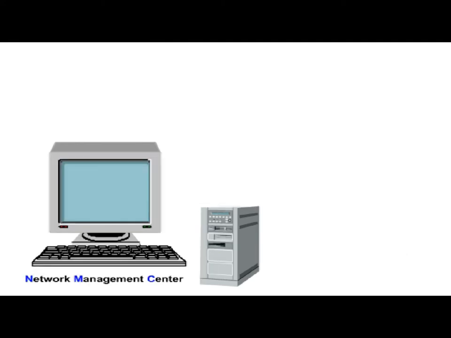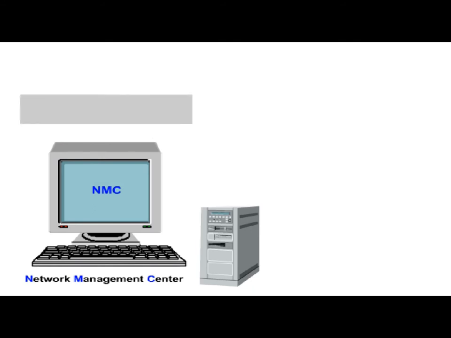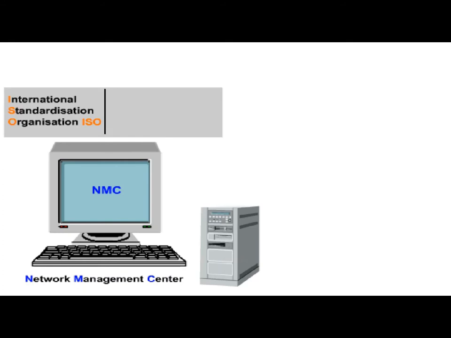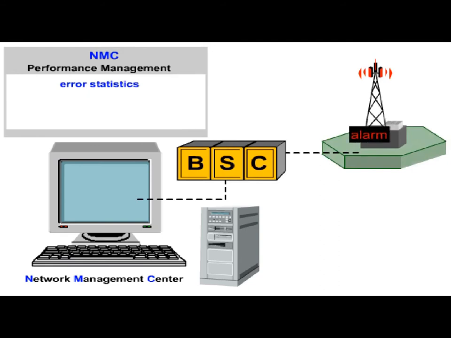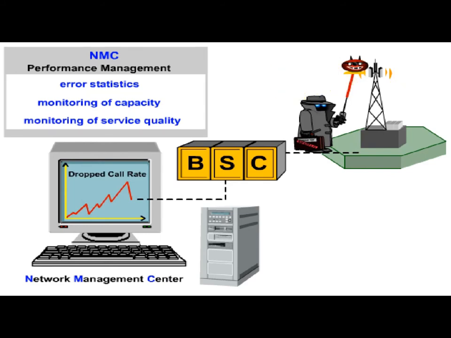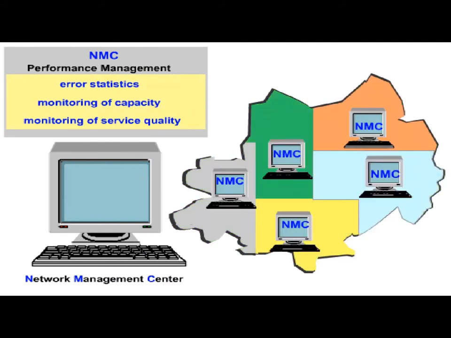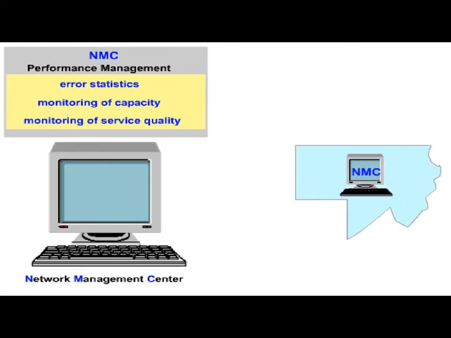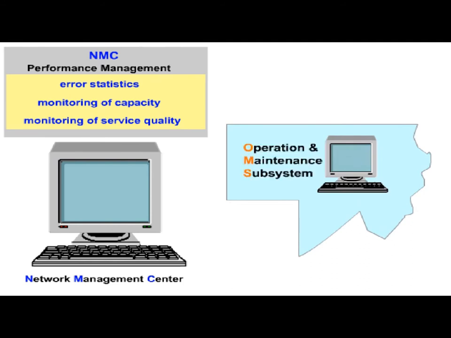The Network Management Center, NMC, assumes special functions in the context of OMS, which are not defined in the GSM standard, but are based on definitions of the International Standardization Organization, ISO, and on recommendations of the International Telecommunication Union, ITU. An NMC carries out functions of performance management. Alarms and fault elimination times are evaluated statistically. Capacity bottlenecks in the network are detected. And the service quality is monitored, for example, the dropped call rate in percent. Depending on the network operator, the NMC functions are carried out in a centralized or decentralized way in the geographical areas. All NMC and OMC of a certain defined geographical area form the third subsystem, the Operation and Maintenance Subsystem, or OMS.